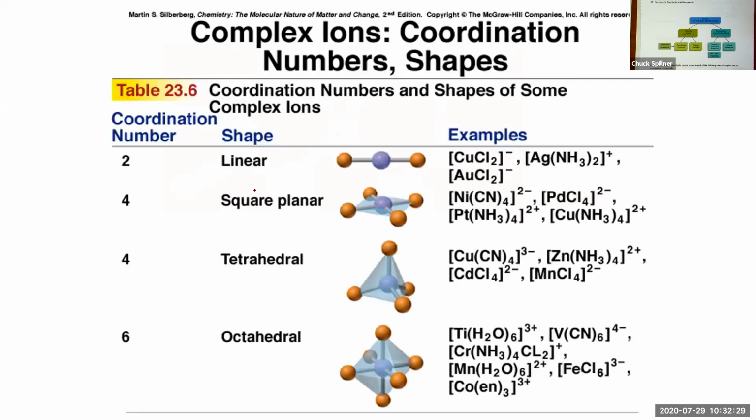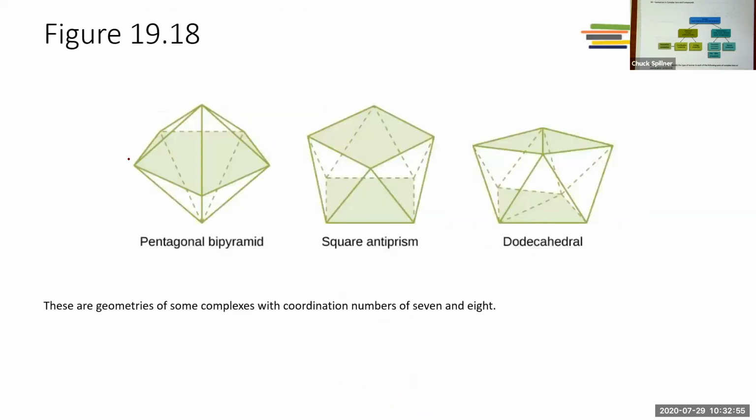So here's a summary of the different kinds of shapes you get with the different coordination numbers. Coordination number 2, we get a complex ion with a linear structure. Coordination 4, we get square planar or tetrahedral. Coordination 6, octahedral. Those aren't all the coordination numbers though. You can go up to 7 and 8, and these are some of the shapes you get with those. They're not very common, so we won't be covering those, but I just wanted to show you. These are in the book also.